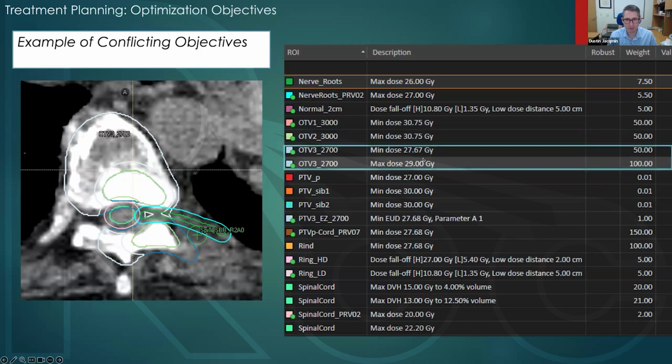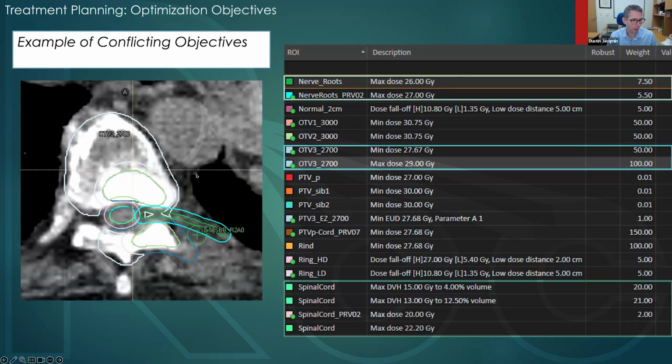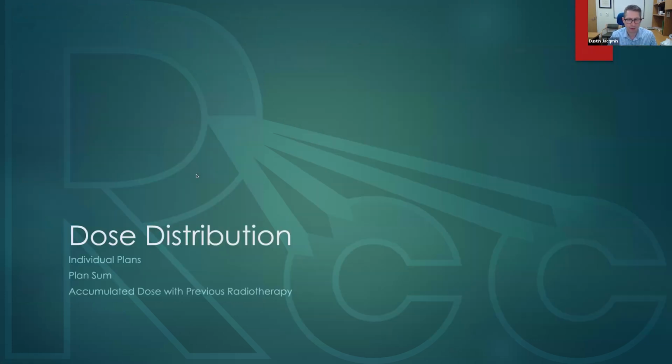You can see in the optimization here, we're trying to get a minimum dose of 27.6. And then the nerve roots are trying to get a maximum dose of 26 or 27 gray. So we have a conflict. The plan ended up turning out okay, but this is a case where it probably would have been easier to plan if there had not been a conflict.